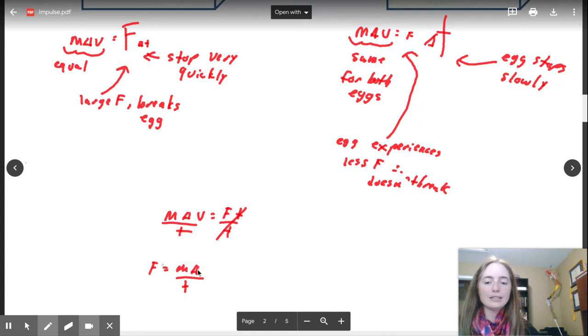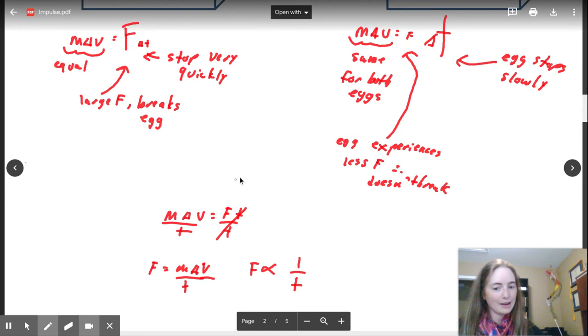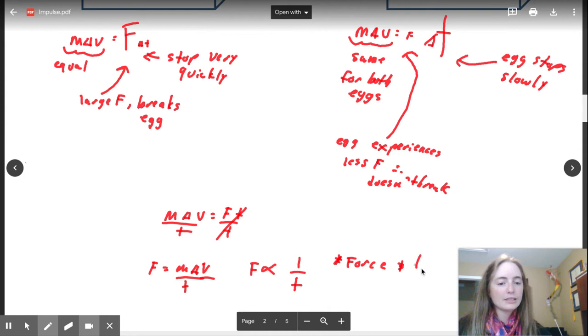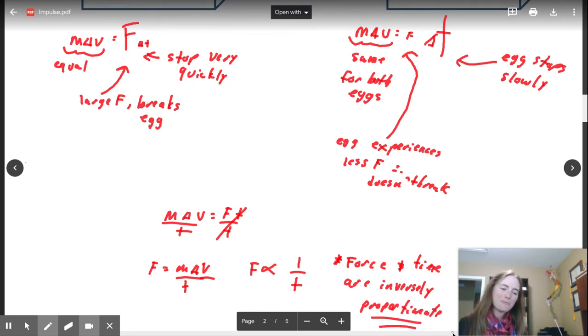That's supposed to be a v, I dropped my v there. Let's make the delta v and the mass the same as we did in this scenario. It's force and time that we're changing, so we're going to remove those, add our proportionate sign, and we are going to wind up with force inversely proportionate to time. Okay, so that's vital. So force and time are inversely proportionate. There we go. Cool beans?